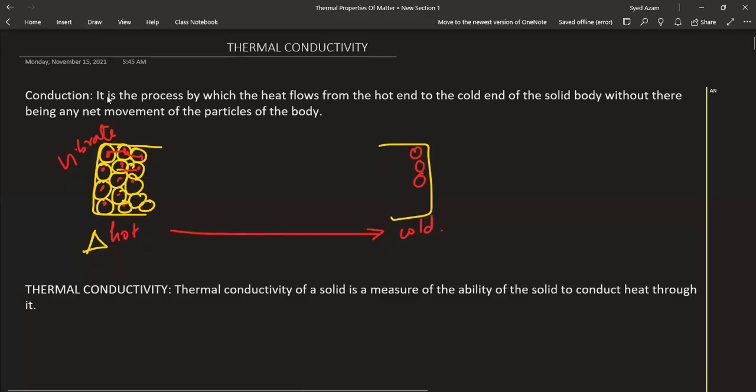So conduction is the process by which the heat flows from the hot end to the cold end of the solid body without there being any net movement of the particles. Remember, this is a classic sign for conduction to be remembered: without there being any net movement of the particles of the body.